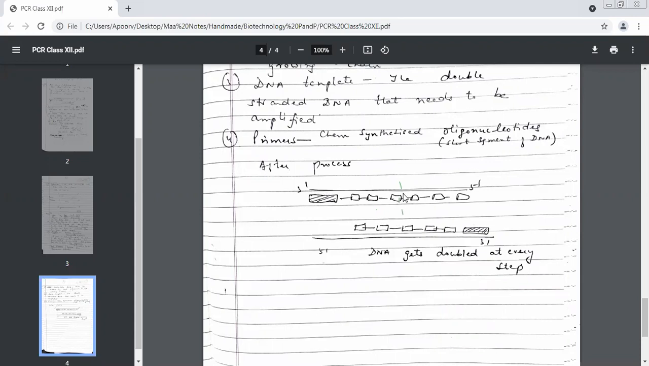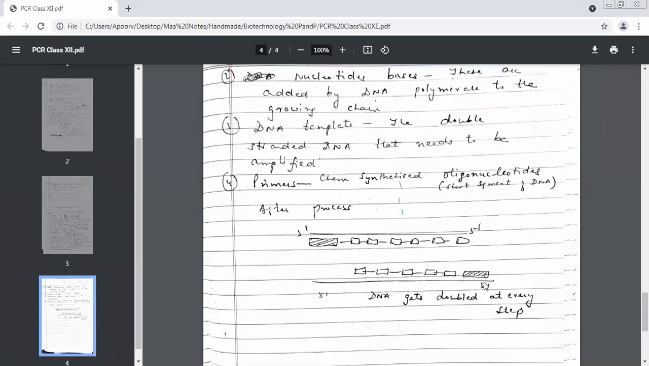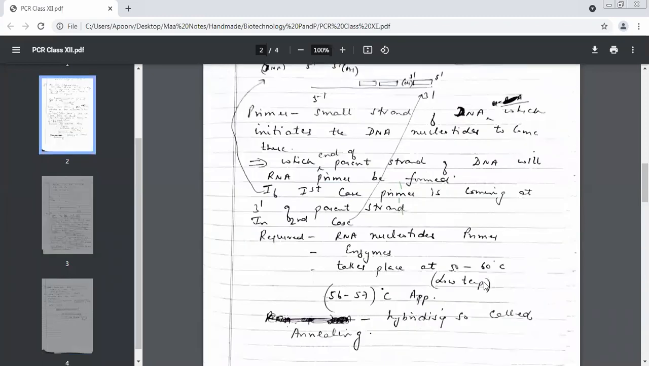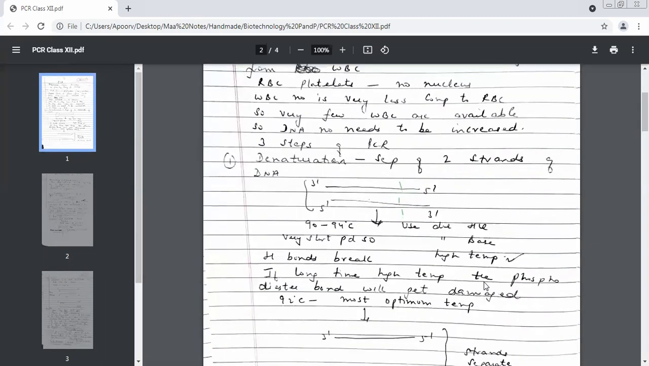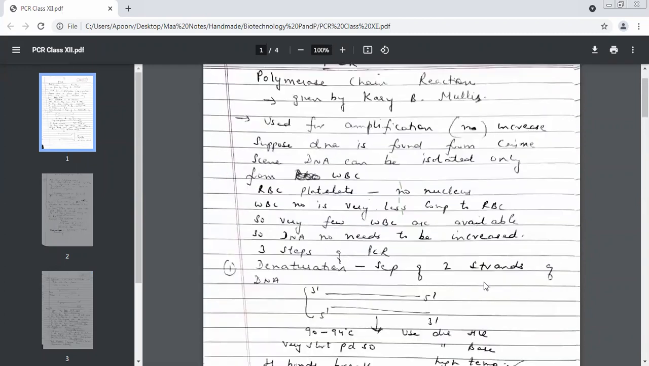Now, what will happen in the next step? This will break into two strands. This will make two and this will also make two. So two will become four. So your DNA gets doubled at every step. You're making multiple copies of your DNA. With the help of which process? What was the name of the reaction that we started with? Polymerase chain reaction. Yes. So whenever we want to make multiple copies, we use this reaction, polymerase chain reaction. It is used in making multiple copies.